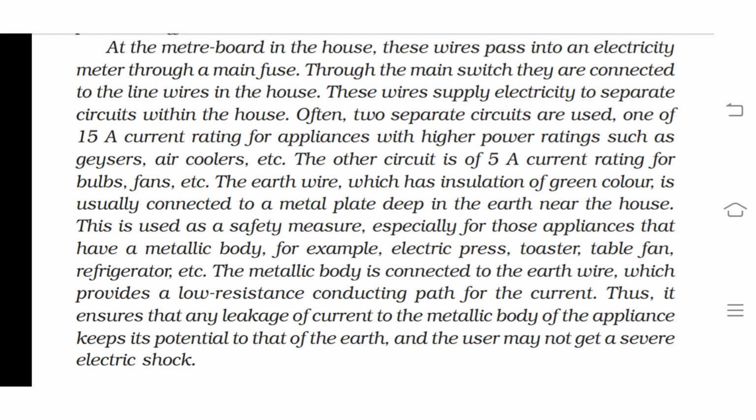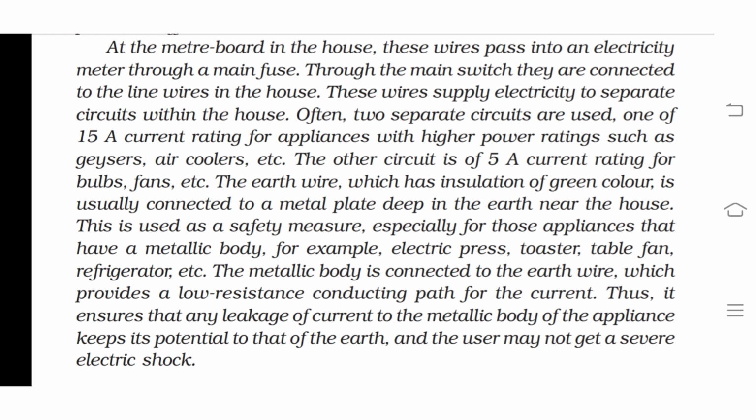Often, two separate circuits are used: one of 15 amperes current rating for appliances with a higher power rating such as geysers, air coolers, etc., and the other circuit of 5 amperes current rating for bulbs, fans, etc. The earth wire, which has insulation of green color, is usually connected to a metal plate deep in the earth near the house. This is used as a safety measure, especially for appliances that have a metallic body, for example, electric press, toasters, table fan, refrigerator, etc.